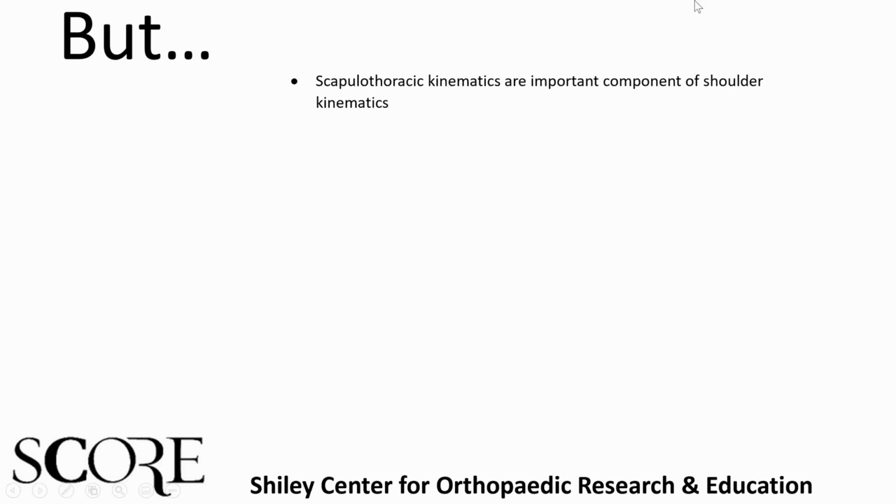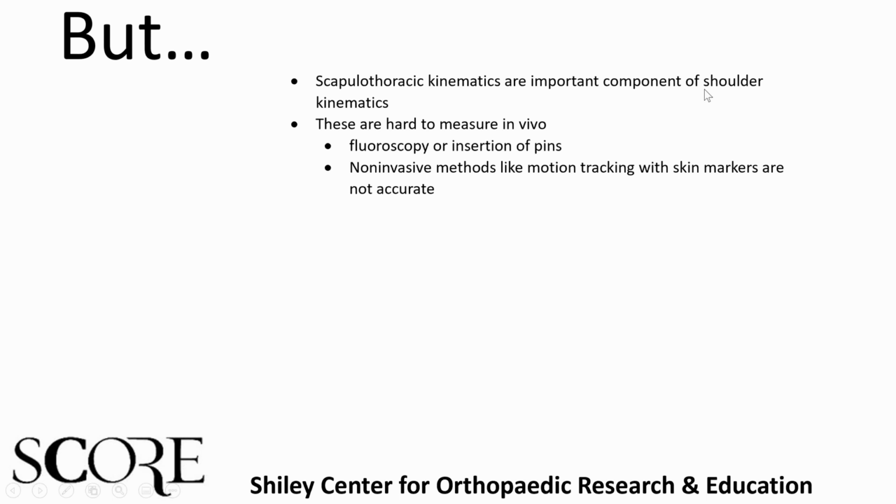So scapulothoracic kinematics are an important component of shoulder kinematics. It's difficult to measure in vivo. We've seen other groups use fluoroscopy to measure the scapula motion. They've actually inserted pins into the scapula to track the motion. Non-invasive methods like motion tracking with surface markers or even palpation are not accurate, and they're not dynamic. It's difficult to use those methods in a dynamic situation.